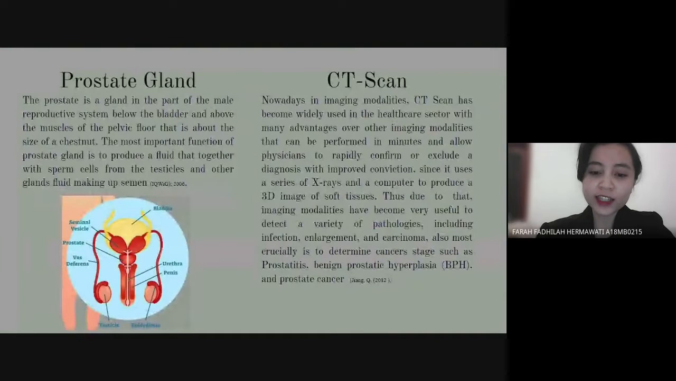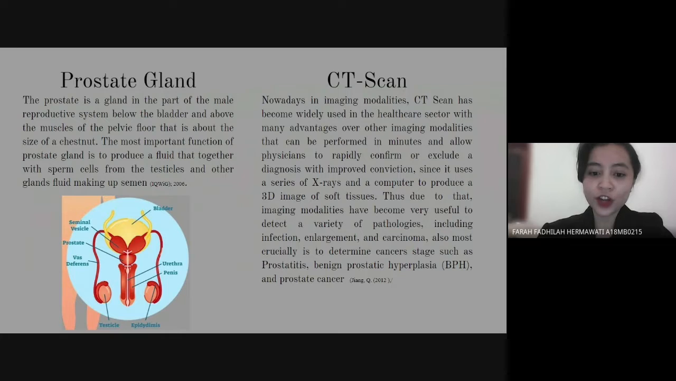So prior to the discussion, what are they all? Mainly, the prostate gland is part of the male reproductive system, below the bladder and above the muscles of the pelvic floor, about the size of a chestnut, and it produces a fluid that together with sperm cells and other glands' fluid makes up semen.